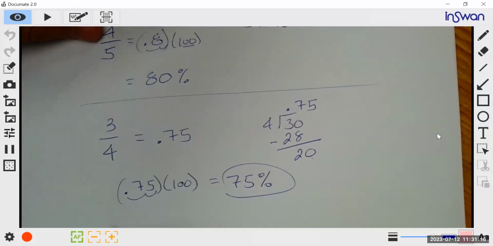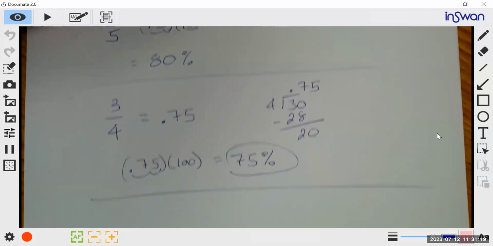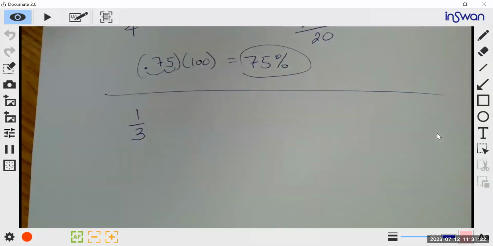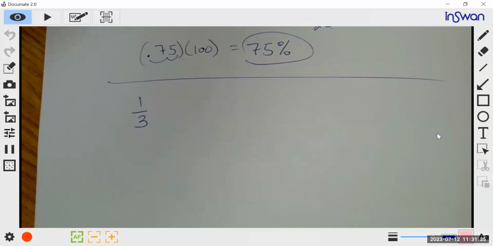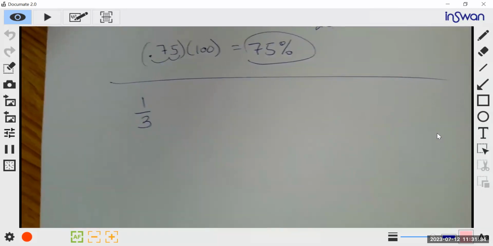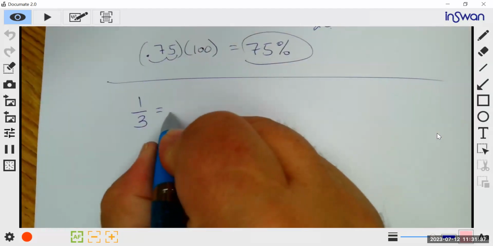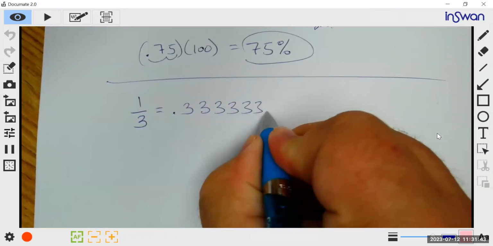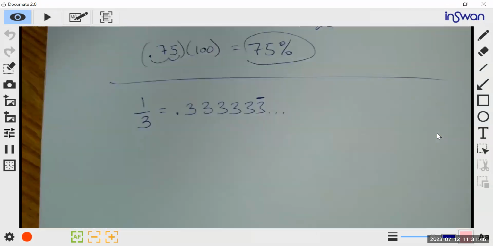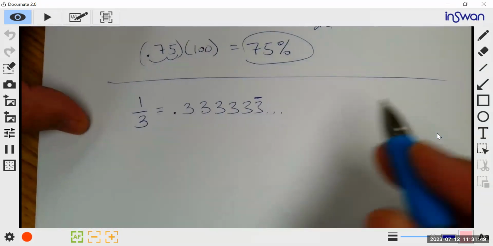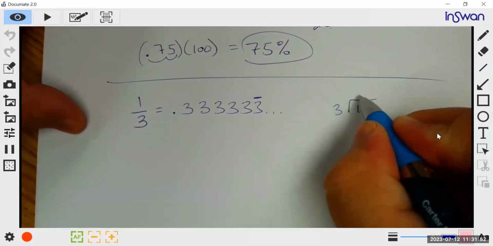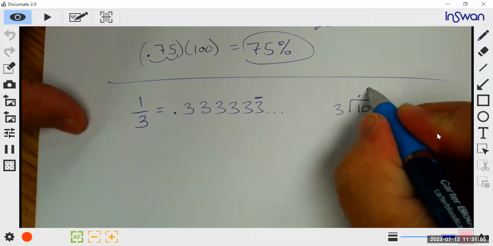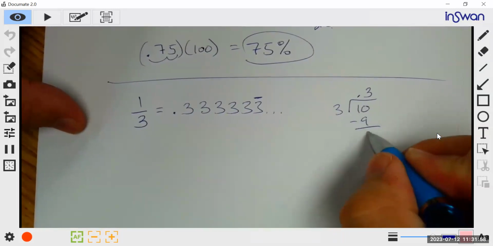Now, the question that was asked yesterday, what about 1 divided by 3? What is that percent? It's 33%. Well, I'll show you how to get it. We know that this answer is 0.3333. Does everybody know where I got 0.333 from? Does 3 go into 1? No. So I'll put a dot. Does 3 go into 10? 3 times. Subtract those. I got 1.